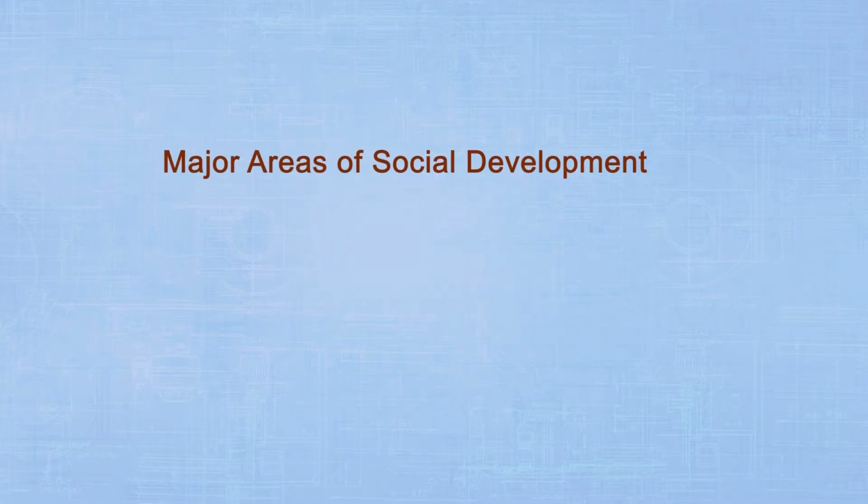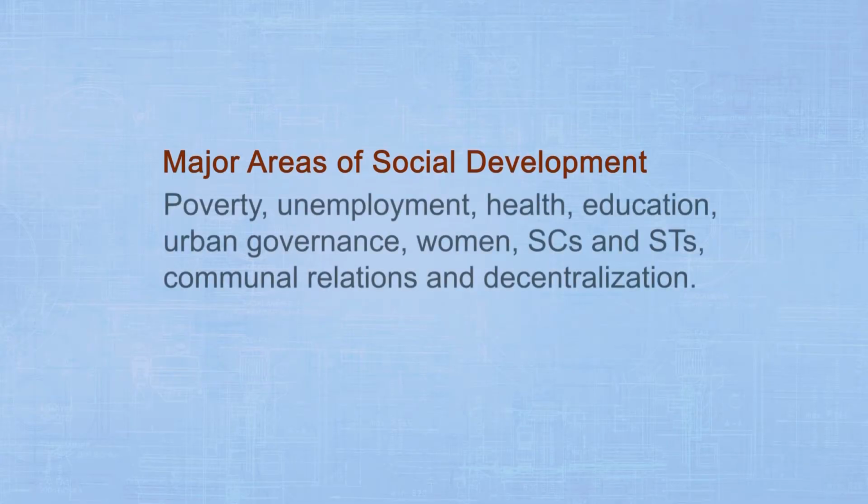The major areas of social development are poverty, unemployment, health, education, urban governance, women, scheduled caste and scheduled tribes, communal relations and decentralization. The second part of the report deals with conditions of the children in India. In the end, the report provides a ranking of the states in terms of social development index.